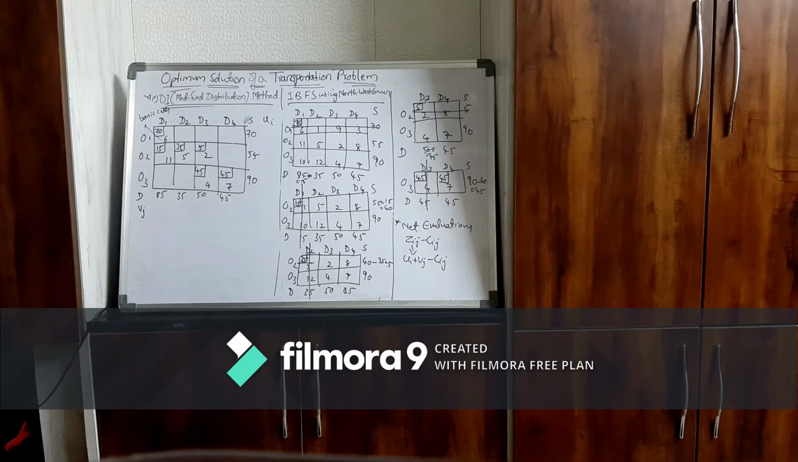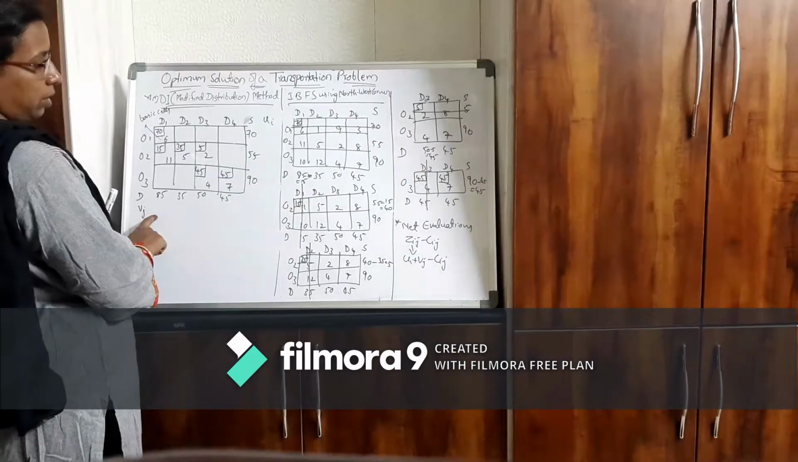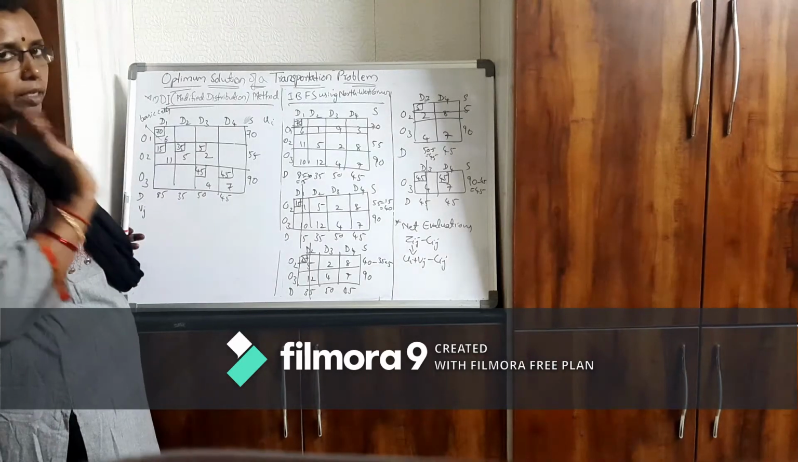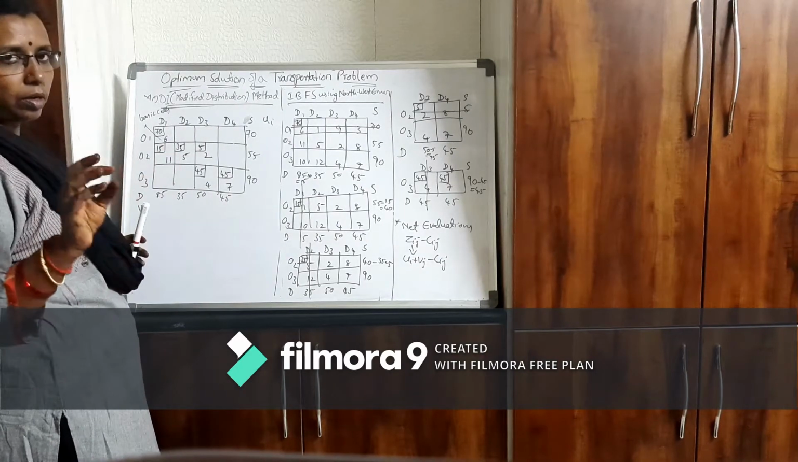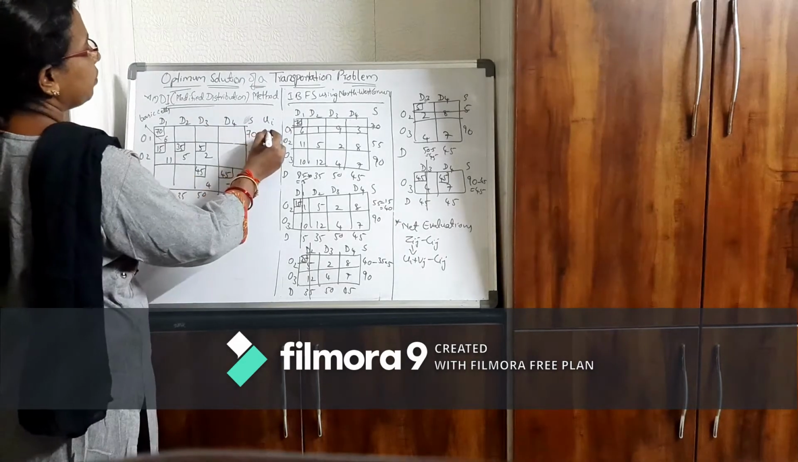So what should you do? First, you should start from any one of the UIs, either from this side or from this side. The first value you should take as 0. Generally, to make the calculations easy, we'll take this first one as 0.